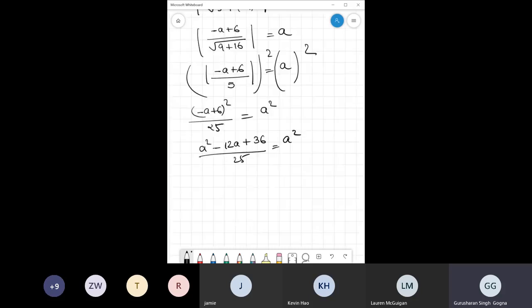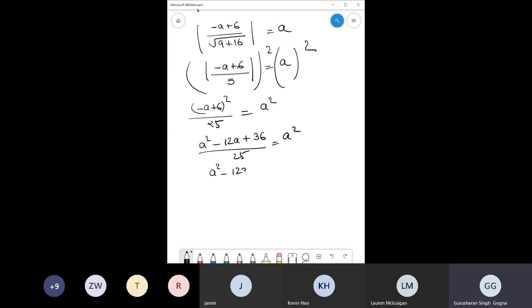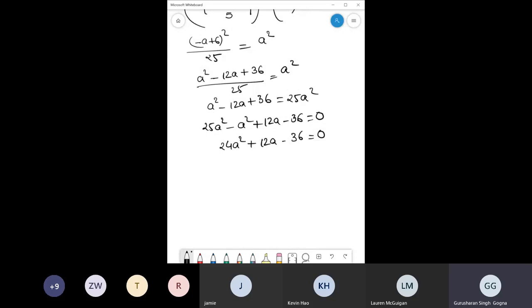Okay. So a square minus 12a plus 36 equals 25a square. Let's move everything on the right hand side. So 25a square minus a square plus 12a minus 36 equals 0. I'm moving everything from left to right. So you will get 24a square plus 12a minus 36 equals 0. It's a quadratic equation. Before you solve this, you can try simplifying it. Divide everything by 12, which will give you 2a square plus a minus 3 equals 0.